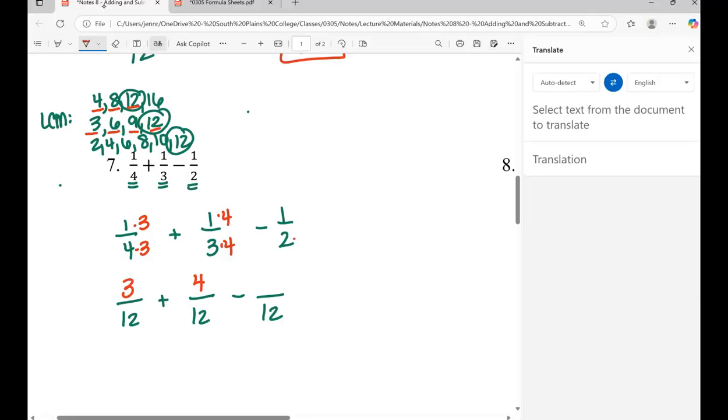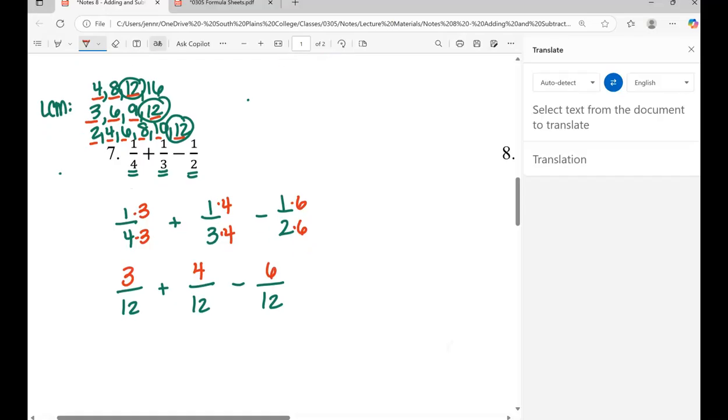And my 2 list, it took 1, 2, 3, 4, 5, 6 groups. 2 times 6 is 12. 6 times 1 is 6.